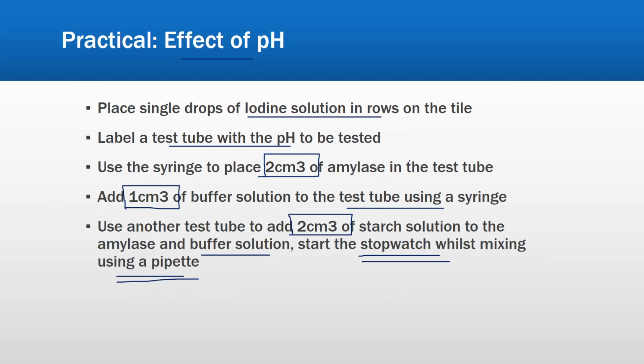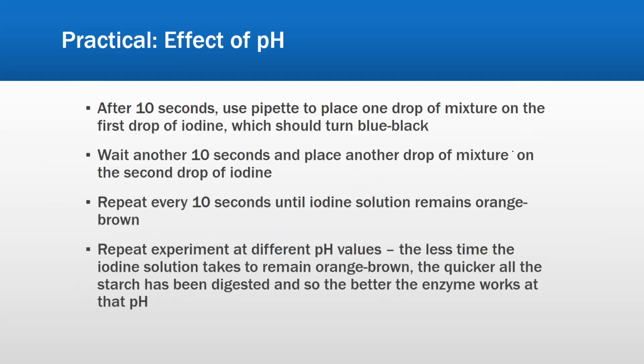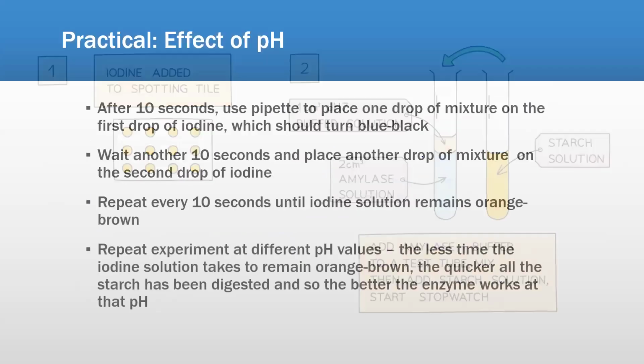Now what we're going to do, we are going to label the test tube which we are going to test. Okay, and we are going to again add some amylase into the test tube as well, but at different pH. And now I am going to have a test tube of different pH.